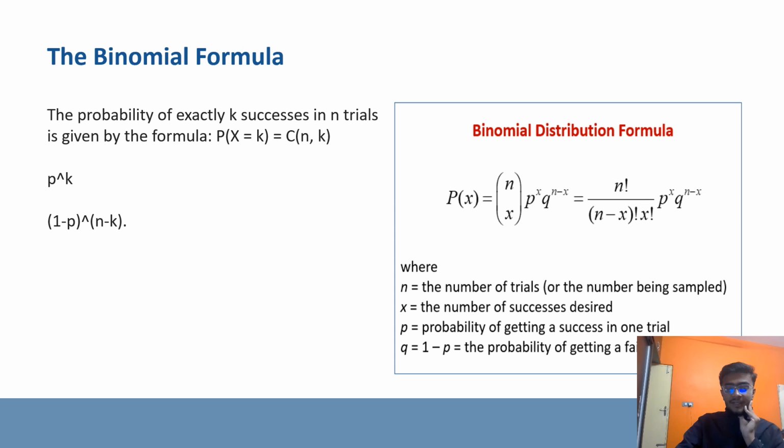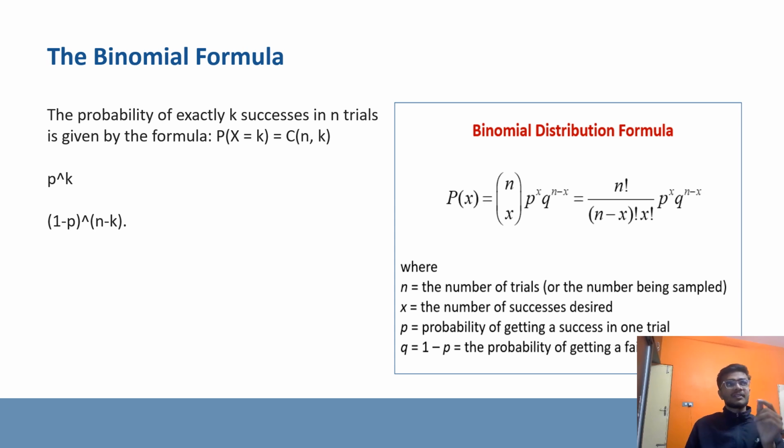That's the difference, where n is the number of trials or the number being sampled, and x is the number of successes desired, and p would be the probability of getting a success in one trial, and q would be 1 minus p. As you know, p is the probability of getting something and q is the probability of not getting something. So if you want the probability of not getting something, we should subtract p from 1. The probability of anything happening in total would be 1.